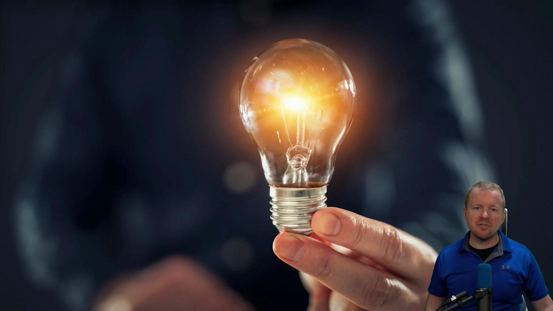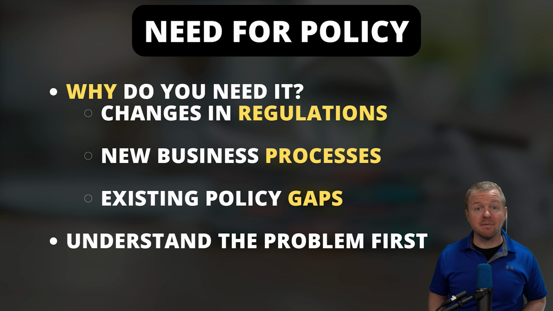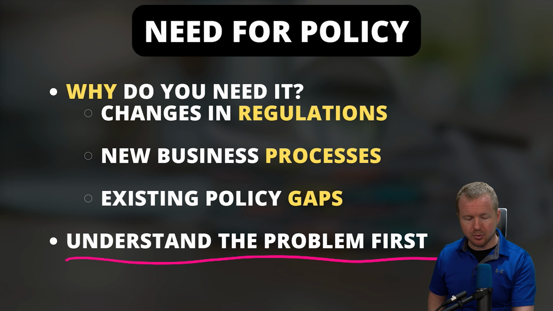Before you actually start drafting a policy, there are several key considerations that you have to take into account. These steps are going to help you ensure that your policy is necessary, relevant, and effective. The first step in the policy development process is to identify the need for a policy. This can be triggered by various factors, things like changes in regulations, new business processes, or identified gaps in existing policies. For example, if your organization has faced lots of security incidents due to weak password requirements, then you might need a stronger password management policy. The key thing here is that you have to understand the problem first.